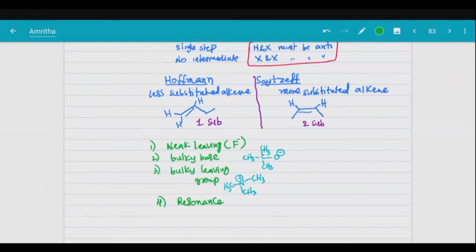Okay, so we have to check all these 4 conditions to see whether we get the Hofmann product. If these are not there, there is no bulky base, there is no bulky leaving group, there is no fluoride leaving group, then we can clearly say that it is the Saytzeff product. Done? Right.